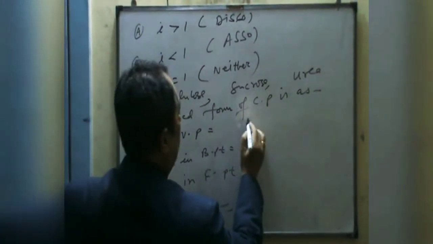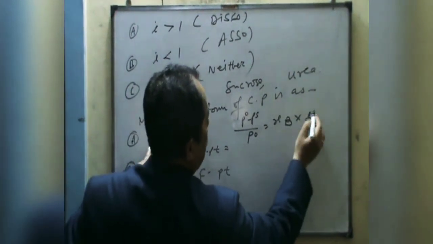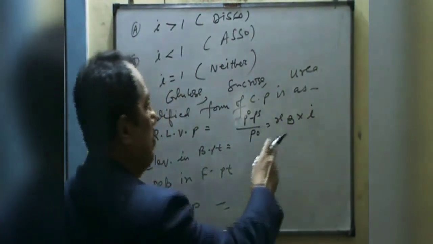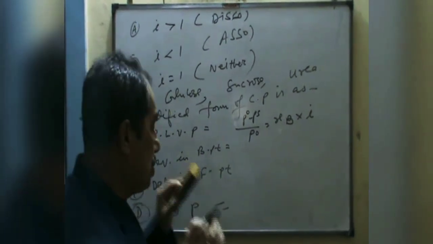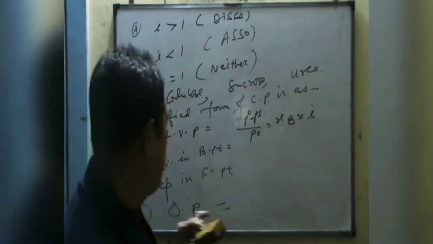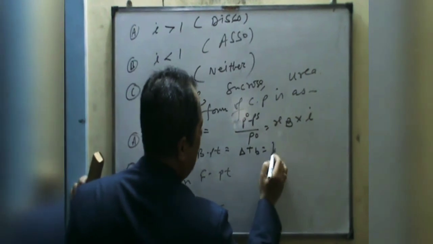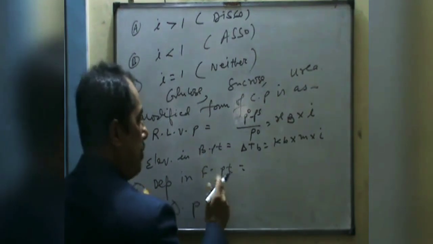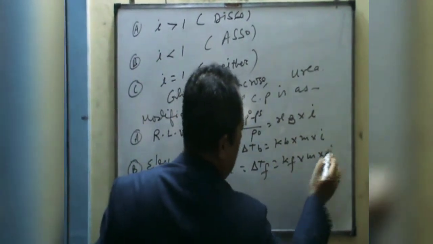So (P naught minus Ps) upon P naught is equal to chi B into i. What is chi B? Mole fraction of solute, multiplied by i if it is dissociated or associated. Just see the numerical and understand the line of the numerical, and you solve the question. Elevation in boiling point: delta Tb is Kb into molality into i. Depression in freezing point: delta Tf is equal to Kf into m into i.